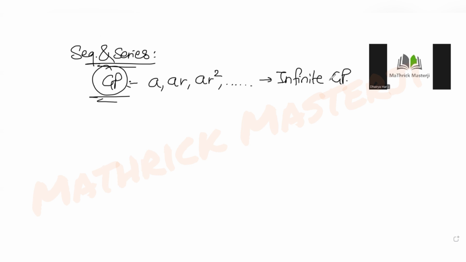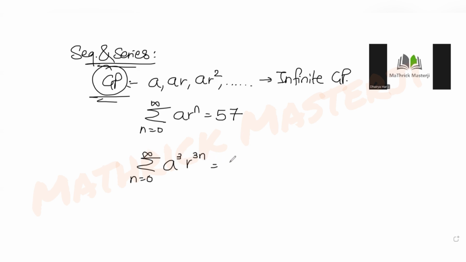They have given us two conditions. The summation of n equals 0 to infinity of a r raised to n is equal to 57, and the other condition is the summation of n equals 0 to infinity of a cube and r raised to 3n is equal to 9747. Then the question is asking us to figure out the value of a+18r.